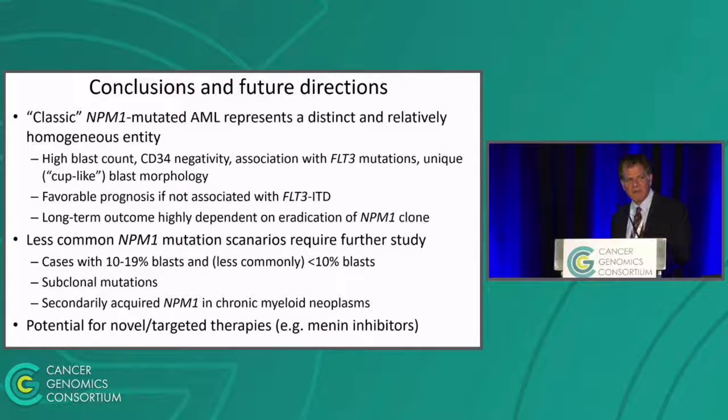So in conclusion, classic NPM1-mutated AML represents a distinct and relatively homogeneous entity characterized by a high blast count, CD34 negativity, and cup-like blast morphology, and generally has a favorable prognosis if there's no FLT3-ITD. But the long-term outcome is highly dependent on the eradication of the clone in the absence of MRD. Less common scenarios, though, still require further study. For example, cases with low blasts, I showed you some examples of that, subclonal mutations, or secondarily acquired mutations. These may not have the same favorable prognosis, and I think require further study.